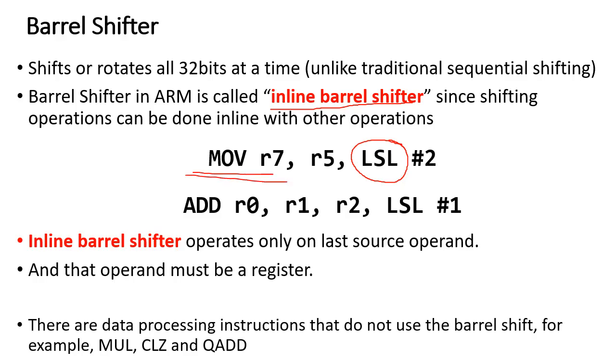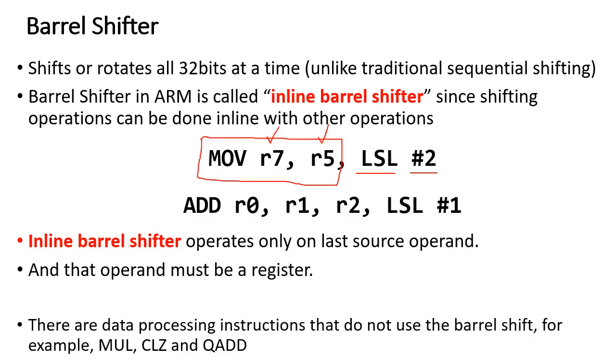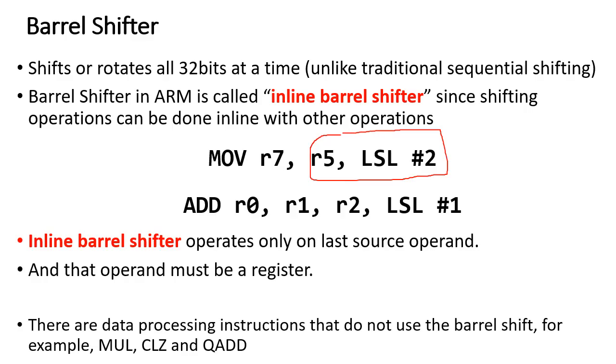Inline barrel shifter means we can make a shift or rotate operation along with any other data transfer or data processing instruction. That means initially the shift or rotate operation works, and the result is used as one of the operands to the main instruction given. So this is basically a move instruction which takes two operands, where the second operand is the source and the first operand is the destination. But I have combined that move instruction with the logical left shift operation for 2 bits.